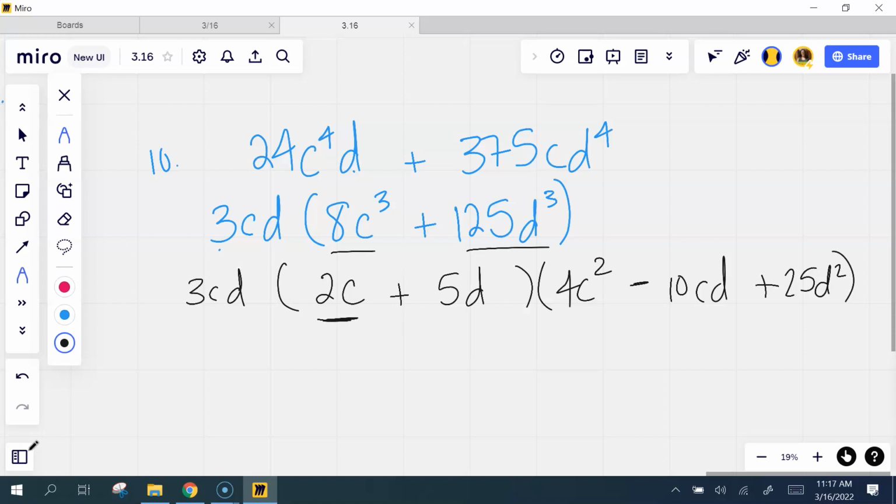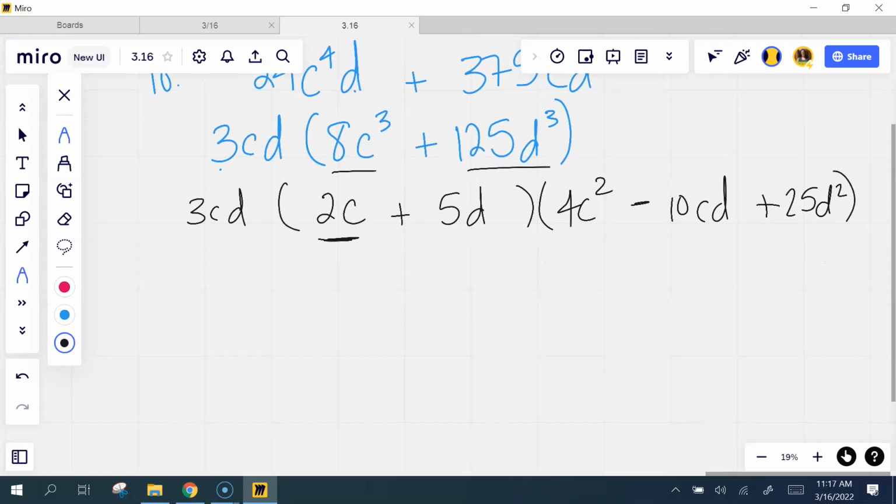I'm going to stop with sum and difference of two cubes, but I'm going to do a difference one with you too. Let's do 13. You think it's hard?